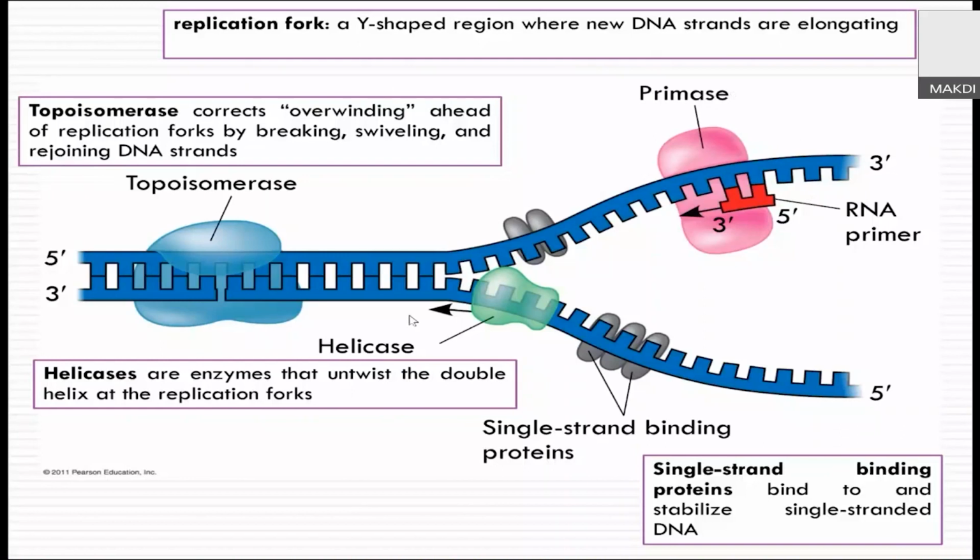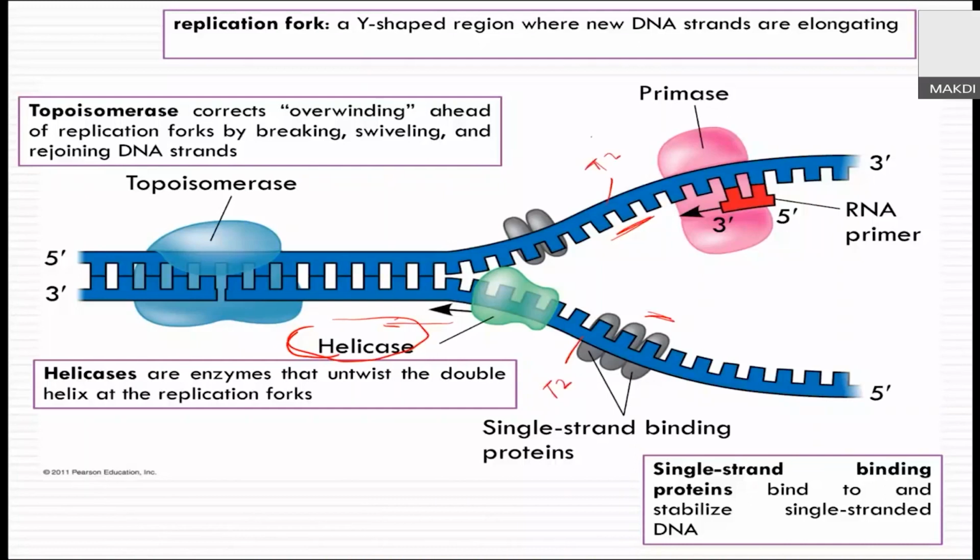So the unwinding, or the unzipping, is because of the helicase. This enzyme. Helicase. So helicase moves in this direction to unzip the double helix. So it splits into two, so they can become templates. Template 1, template 2.